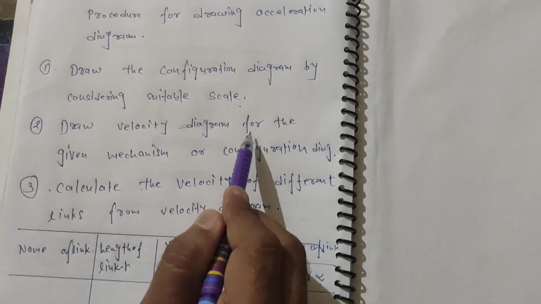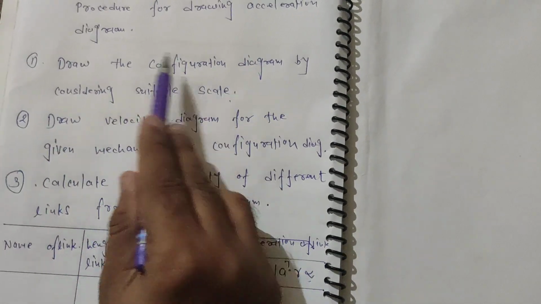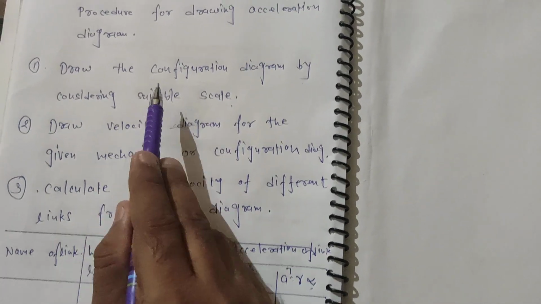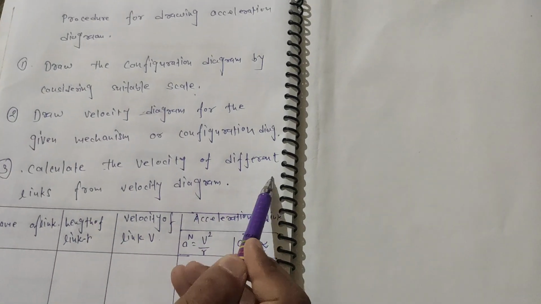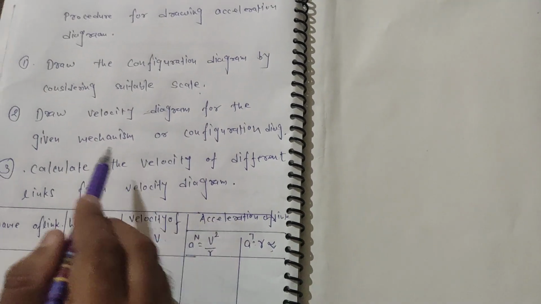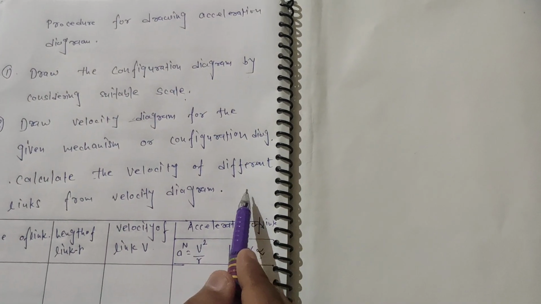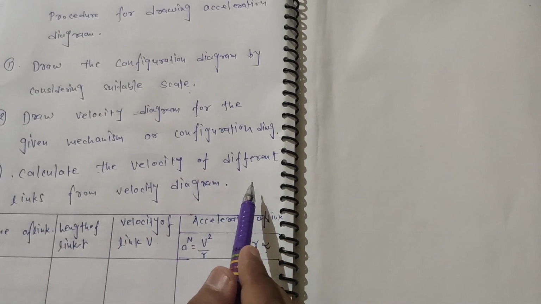Draw the velocity diagram for the given mechanism. So for the given mechanism or configuration, we have to draw a velocity diagram. By studying this configuration, calculate the velocity of different links from the velocity diagram. So from this diagram we have to calculate the velocity of the different links.